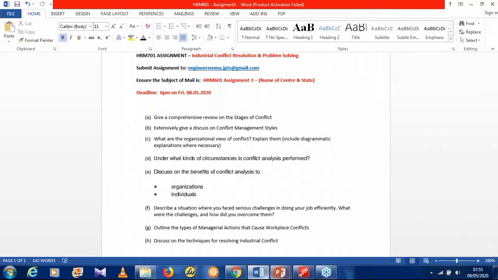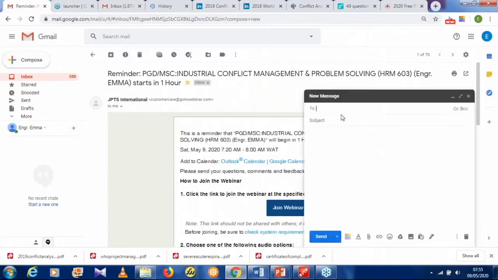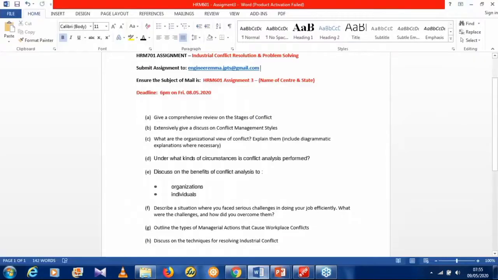Let me show you an example of what the subject of a mail looks like. When you're going to send the mail, this region here is where you put the address. This place here is where you put the subject, before you put the body and maybe attach your name. I'm not supposed to be showing you that, but I have to do that for the sake of some people who are still making mistakes.